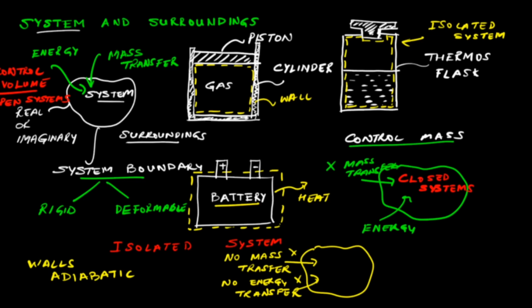Adiabatic walls are those which do not allow transfer of heat across them, whereas later on, in some examples, we'll call the walls diathermal walls. Diathermal walls are the opposite of adiabatic walls. So diathermal walls are those which allow heat transfer across them. For example, the walls of this battery can be said to be diathermal because they allow transfer of heat from the system to the surrounding.